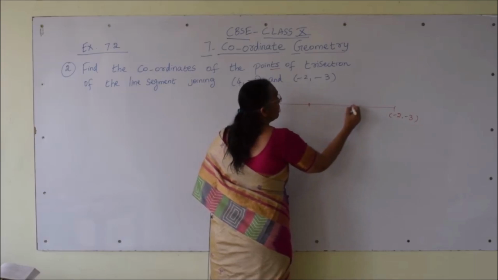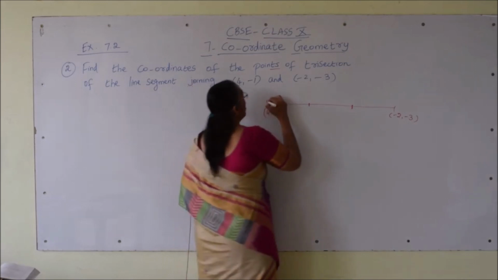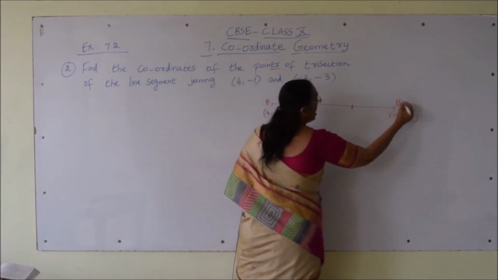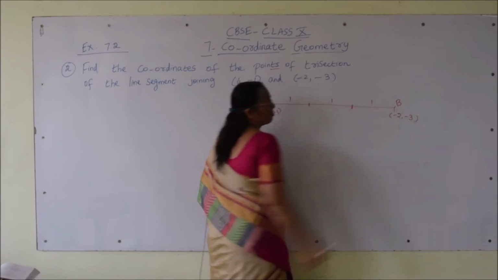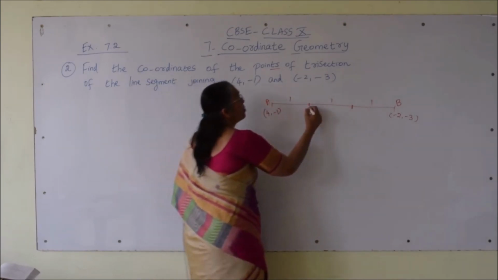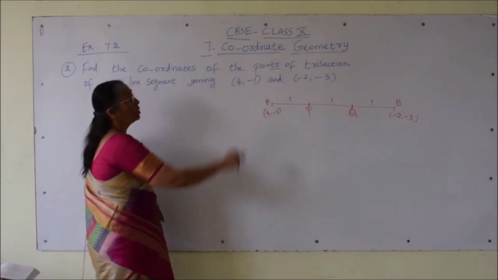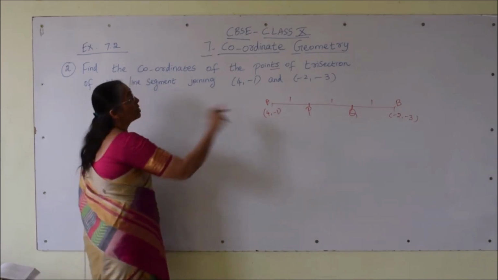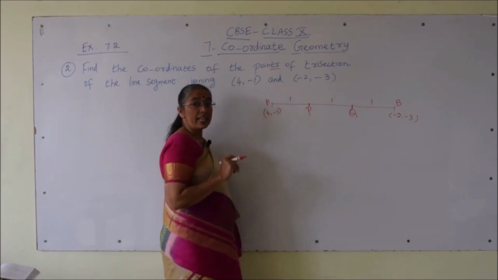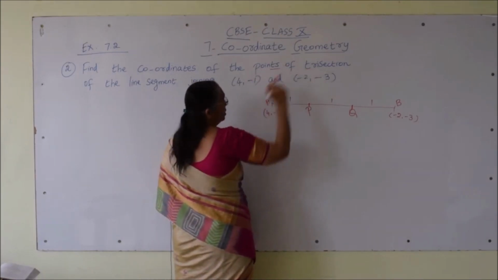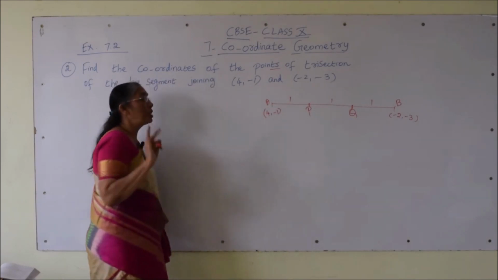So, there will be 2 points in between A and B which divide the line segment joining the points A and B in the ratio 1:1:1. That is the meaning of trisection. This point is P, and this point is Q. So, we have to find out what P is and what Q is. P and Q are the points which divide the line segment into 3 equal parts.